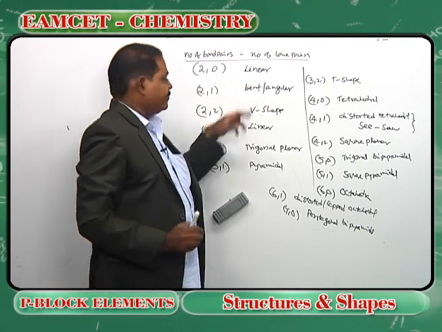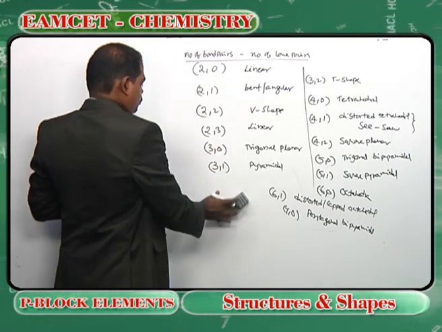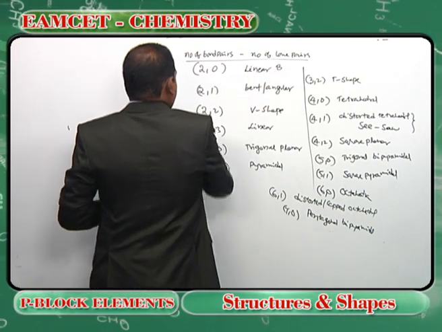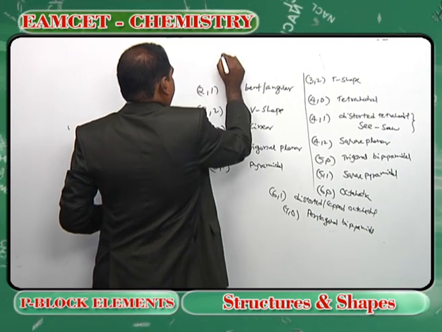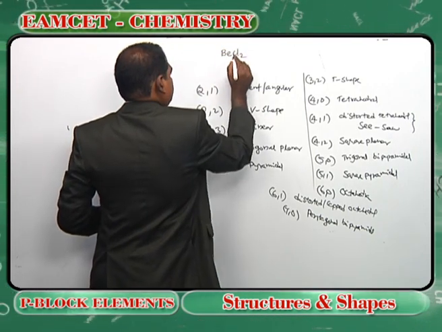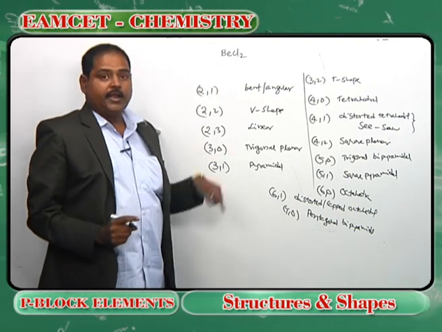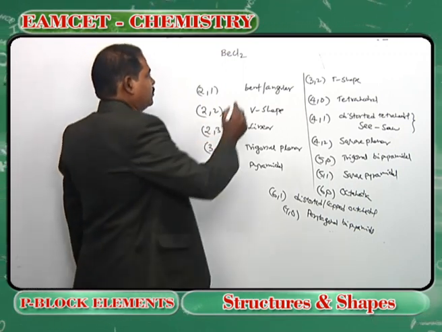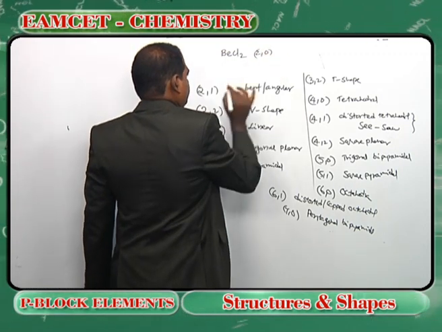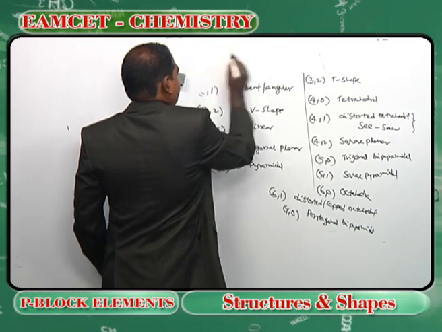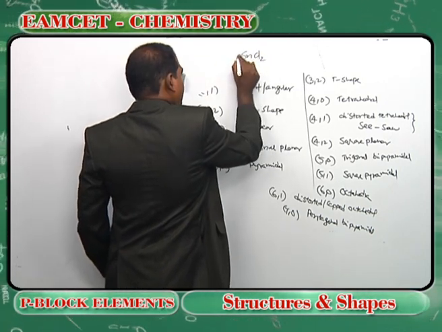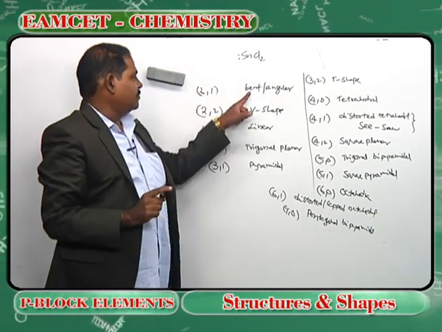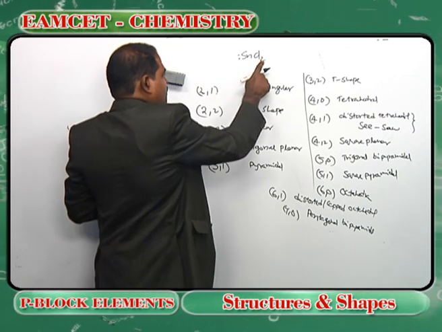2, 0 linear. Let me supply examples. 2, 0 linear BeCl2. If there are any lone pairs, I will mark them. Since I have not marked any, you can say there is no lone pair. BeCl2 2, 0 linear. SnCl2. I told you that I will mark the lone pairs myself. Now you say 2, 1. 2, 1 bent or angular. 2 bond pairs, 1 lone pair.